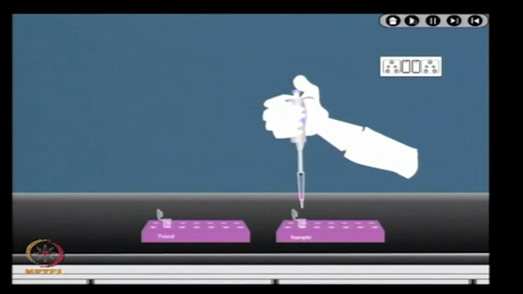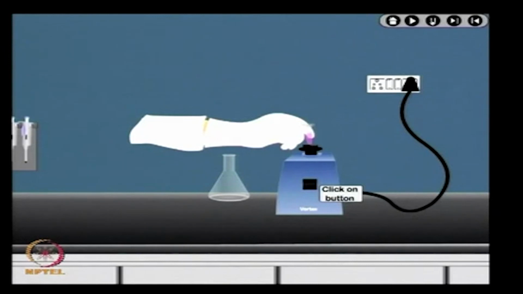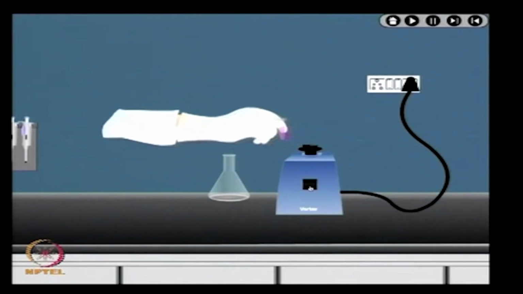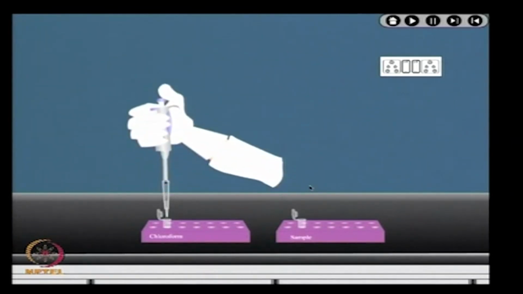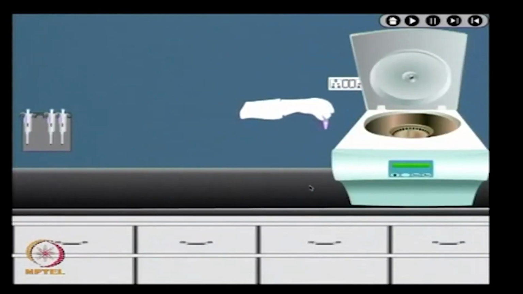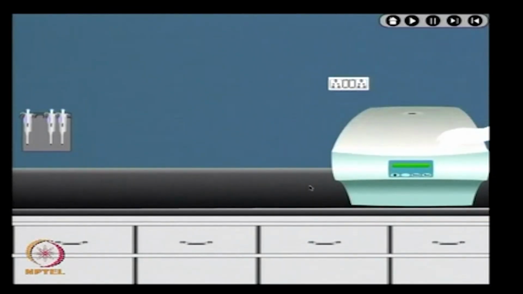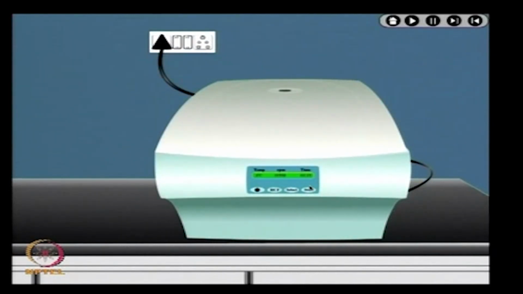To the supernatant, add 1 ml of trizol and 200 microliter of chloroform and mix vigorously for 15 seconds. So, click on the vortex here, and mix it vigorously at room temperature to allow the phase separation. After phase separation, centrifuge the sample at 12,000 rpm for 15 minutes at 4 degrees.